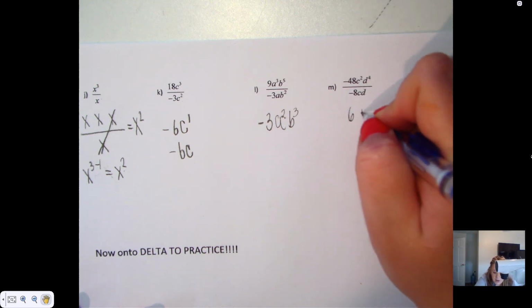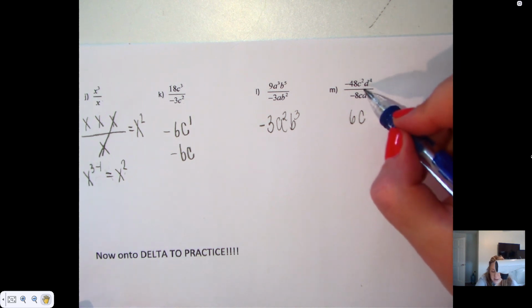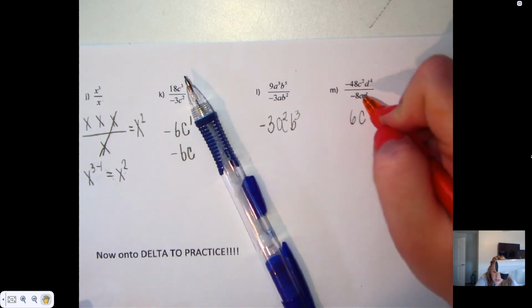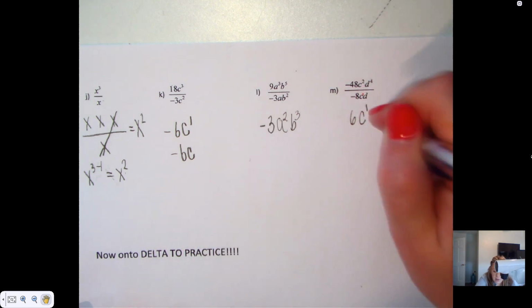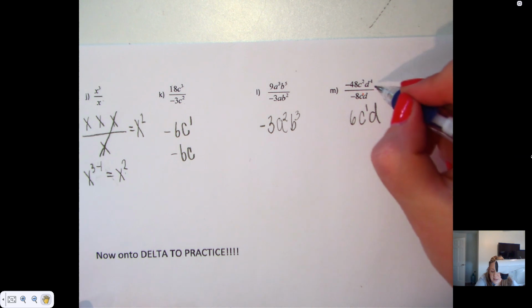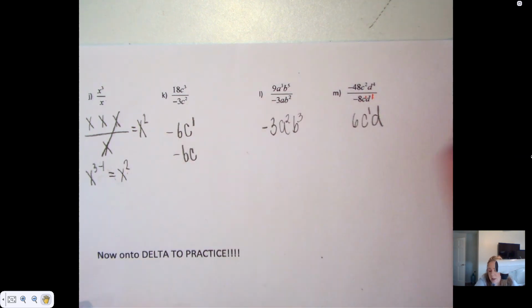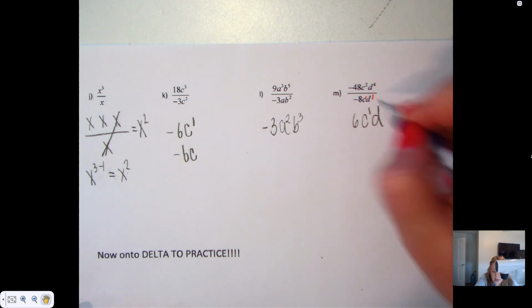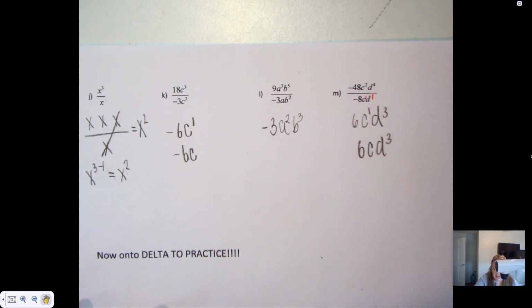Okay, I'm going to deal with the c's first. I'm dividing, so I'm subtracting. Just remember, there's nothing here, so there's a 1. So 2 minus 1 is 1. Now I'm going to deal with the d's. There's not a 1 on there either, so there's a 1. So 4 minus 1 is 3. So this is 6cd cubed.